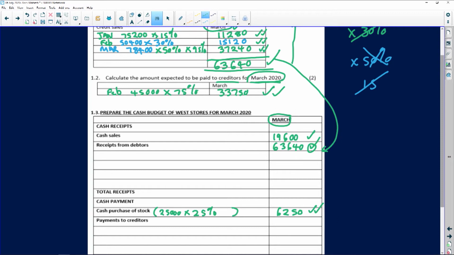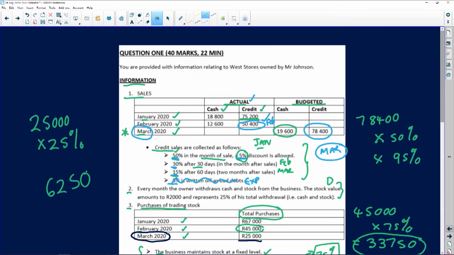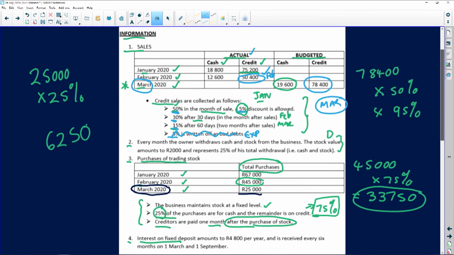Then payments to creditors, a calculation that we did earlier on. So remember, 1.2 is our payments to creditors for the month of March. So we're going to be paying our creditors an amount of 33,750. So obviously there's no discount that we will receive, unfortunately. So you're simply taking that amount that you are paying, and I'm assuming again that would be a method mark. Okay. Right, that done and dusted. Now we're ready to tackle the rest of the information.